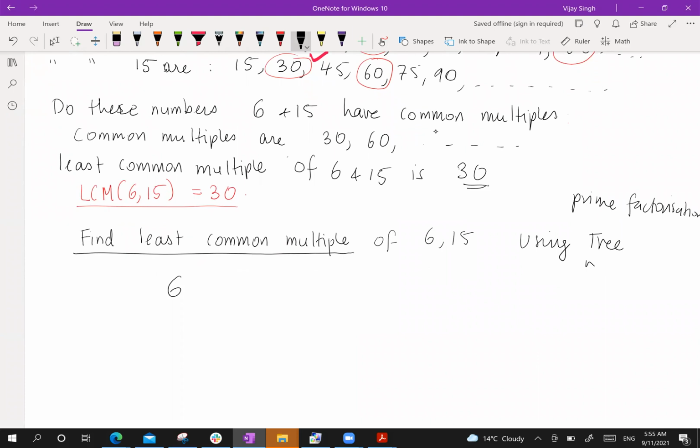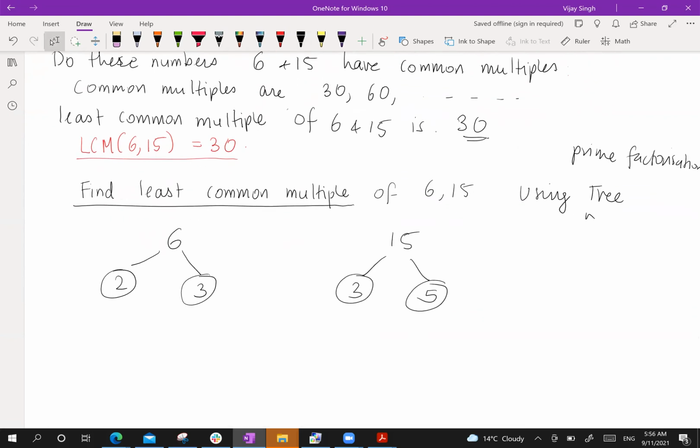So you'd say 6 is the same as, write down the tree, 2 times 3. Do we need to go further? No, because 2 is prime, 3 is prime. Similarly, let's look at 15. So 15 is the same as 3 times 5. And again, can the splitting go any further? No, because these are already primes, right? You can check. There's no factor of 3 other than 3 itself. There's no factor of 5 other than 5 itself.